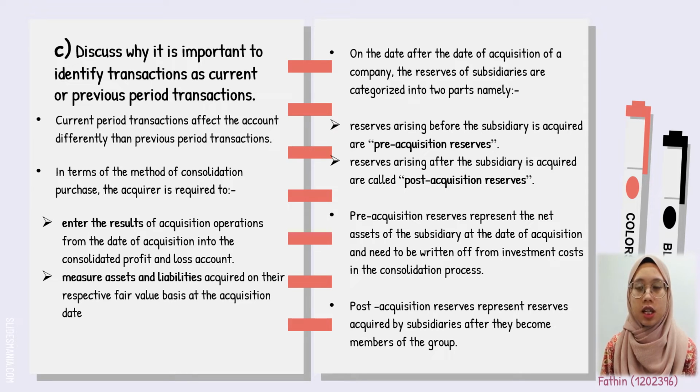This is because, under the purchase method, the acquirer is required to enter the results of the acquired operation from the date of acquisition into the consolidated profit and loss account, and measure assets and liabilities acquired on their respective fair value basis at the acquisition date.